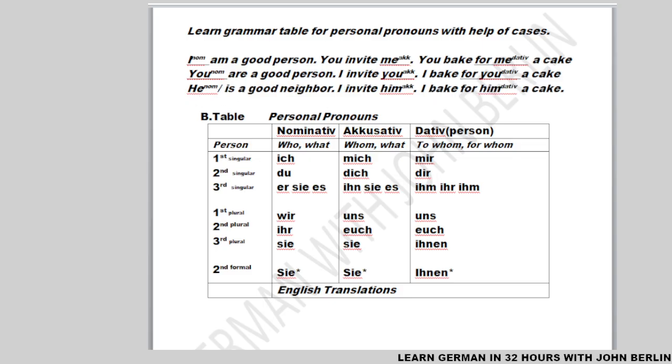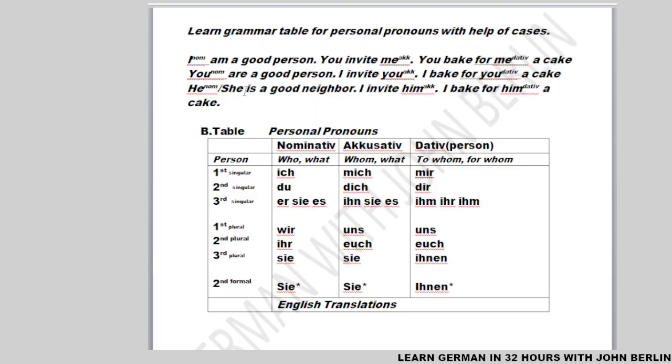Let's just use the same sentence. She is a good neighbor. And instead of him, I could say I invite her. And instead of saying I bake for him, I could say I bake for her a cake. So let's see. Who is a good neighbor? Once again, she. In German, sie. So it's again nominative. I invite her. Whom do I invite? Her, in German, sie.